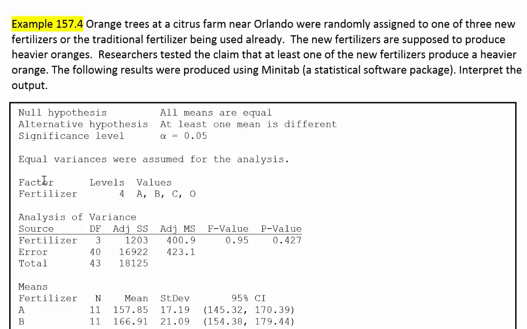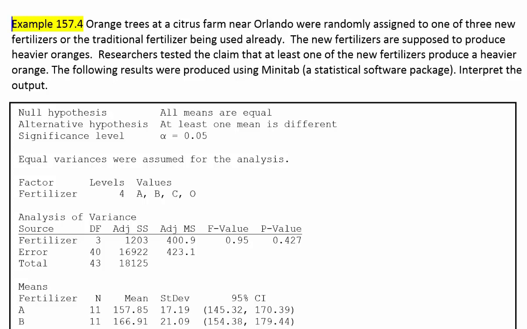So let's look further down here. It says that they have factor levels, values, fertilizers. There are 4 values, A, B, C, and O for original, right? So fertilizers A, B, C, and then the original fertilizer they used. You can then see the analysis of variance output. So you have the source of variation, fertilizers, error, and total. You have the degrees of freedom for each. If you notice, there are 4 levels of the treatment. So there are 3 degrees of freedom for that, 1 less than the number of fertilizers. You have the sum of squares, the adjusted sum of squares, the test statistic, and the p-value for the test.